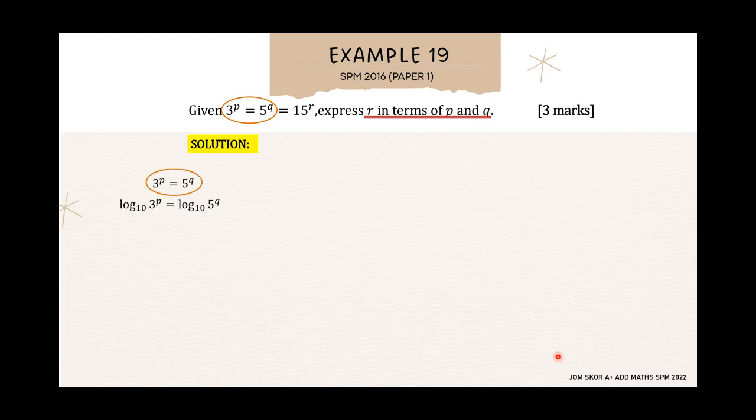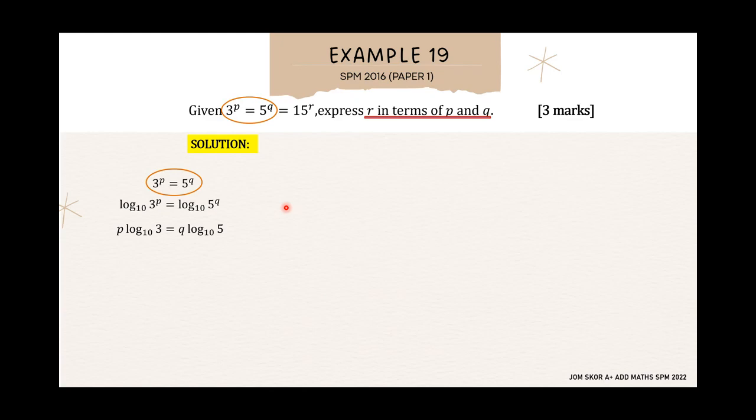So, teacher lockkan both sides with base 10. Teacher akan dapat log 3 to the power of p base 10. Base 10 adalah base asas. You boleh dapat nilai menggunakan satu itu saja. Okay, dia adalah base asas, log base 10. So, teacher logkan kedua-dua side. Okay, so teacher akan dapat p log 3 base 10 is equal to q log 5 base 10.